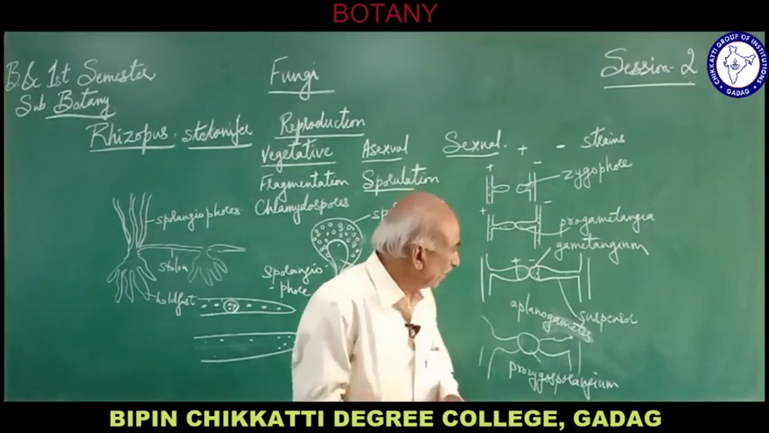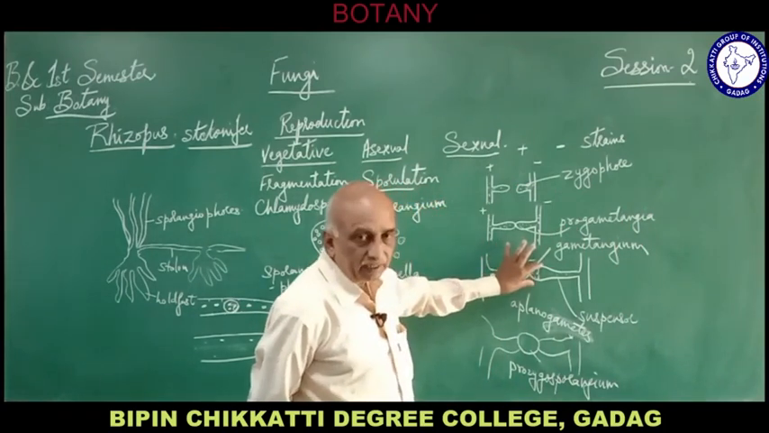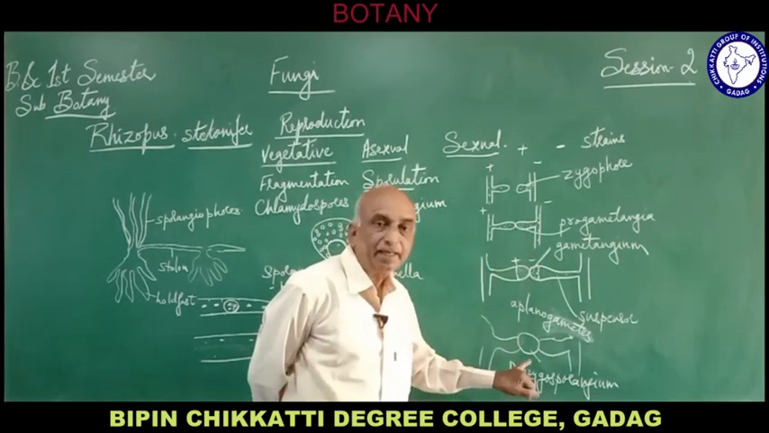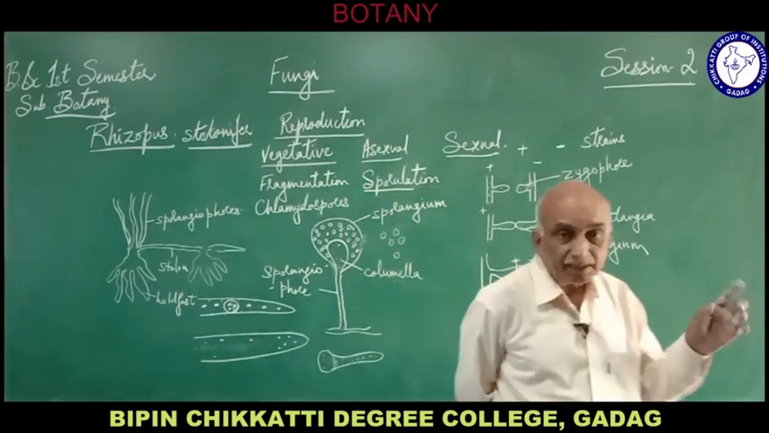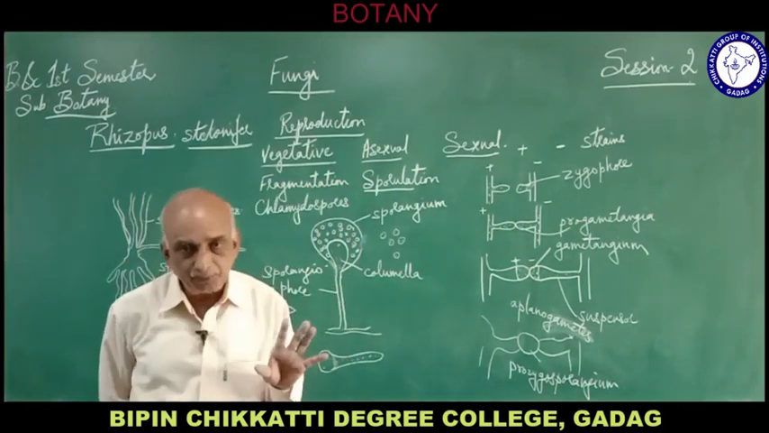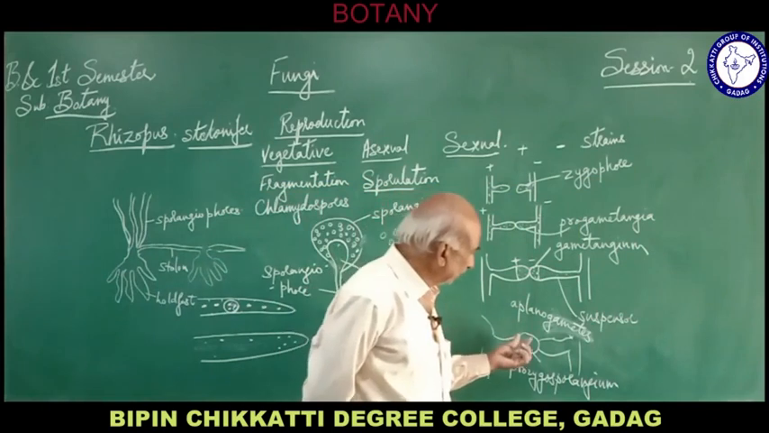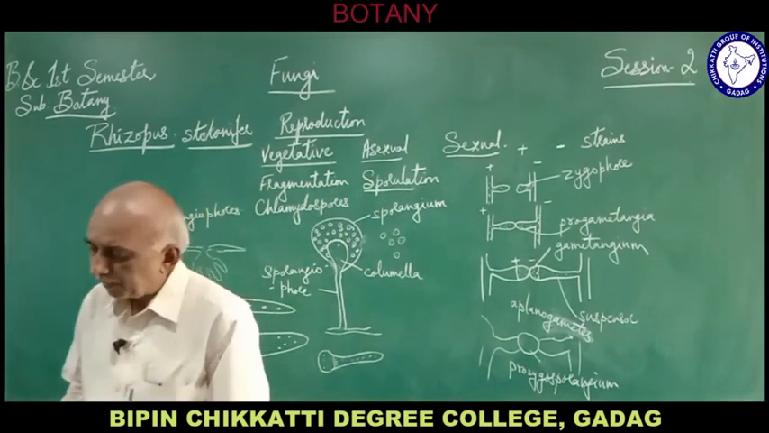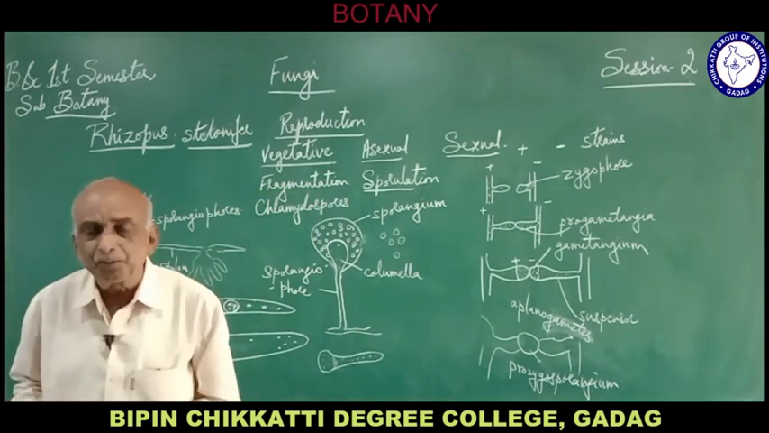So if the plus type is having 10 nuclei, and the minus is having 10 nuclei, the prozygosporangium will also be having 10 nuclei, because the plus type nucleus and the minus type nucleus fuse with each other. So the plus and minus type fuse to form a single fused nucleus, and this fused nucleus is present in the prozygosporangium. So this nucleus belongs to the opposite strains.